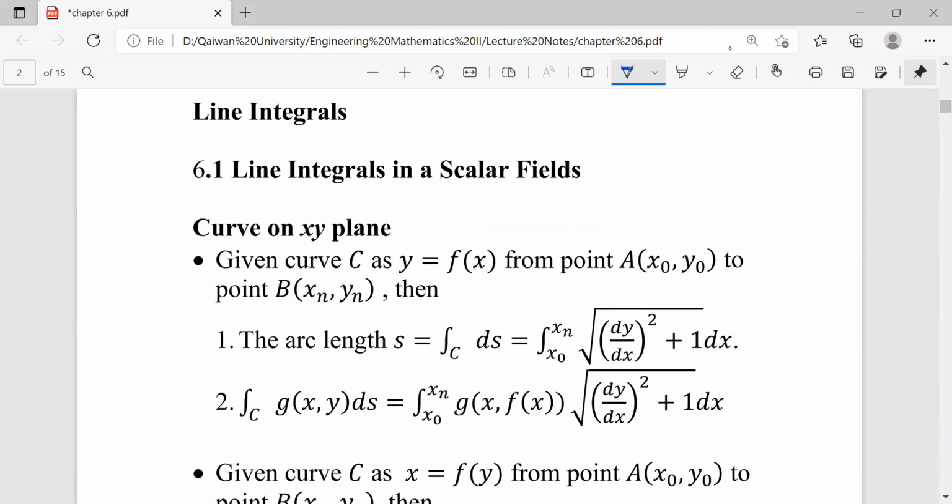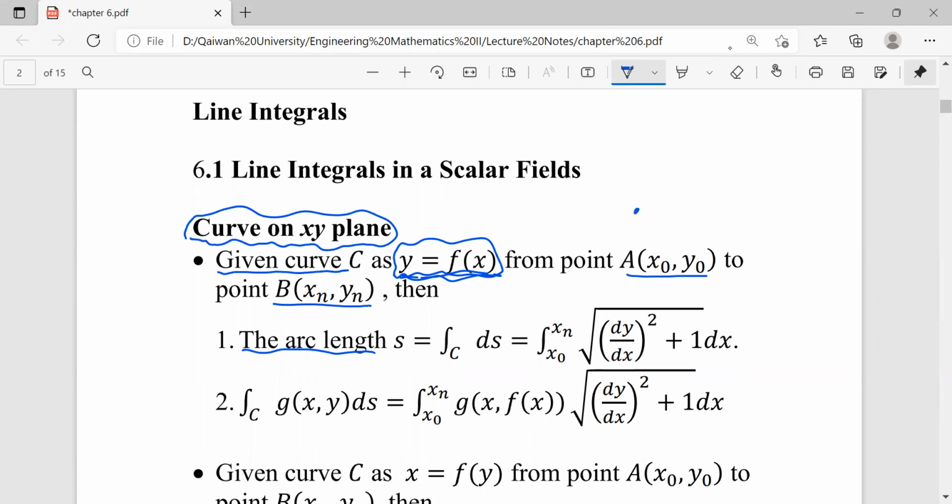First, we have line integrals in scalar fields. We say for the curves on the xy plane, that means if we have a function of one variable, given a curve C as y equals f of x. This is the curve which is given from point A to point B. Then the arc length from A to B over this curve.